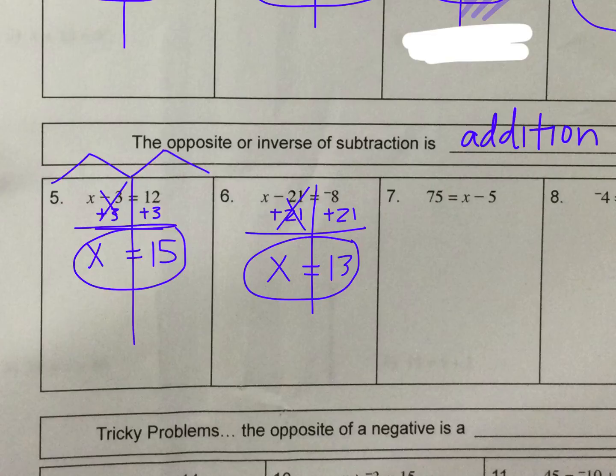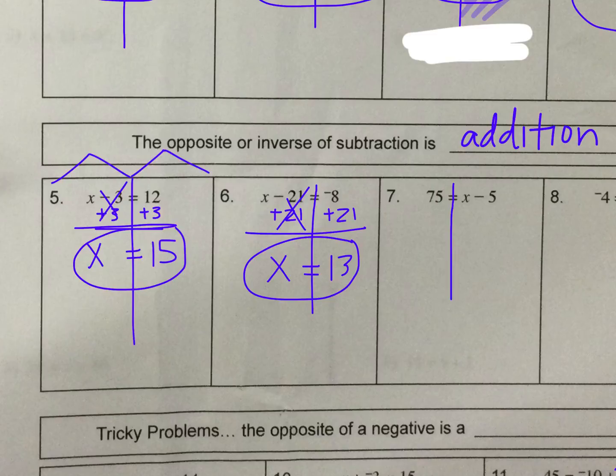When you type them in your calculator, you have to type them in the order they're written in. Negative 8 plus 21. If you write 21 plus negative 8 or 21 minus 8, it just doesn't always work out. So you always got to do it in order.